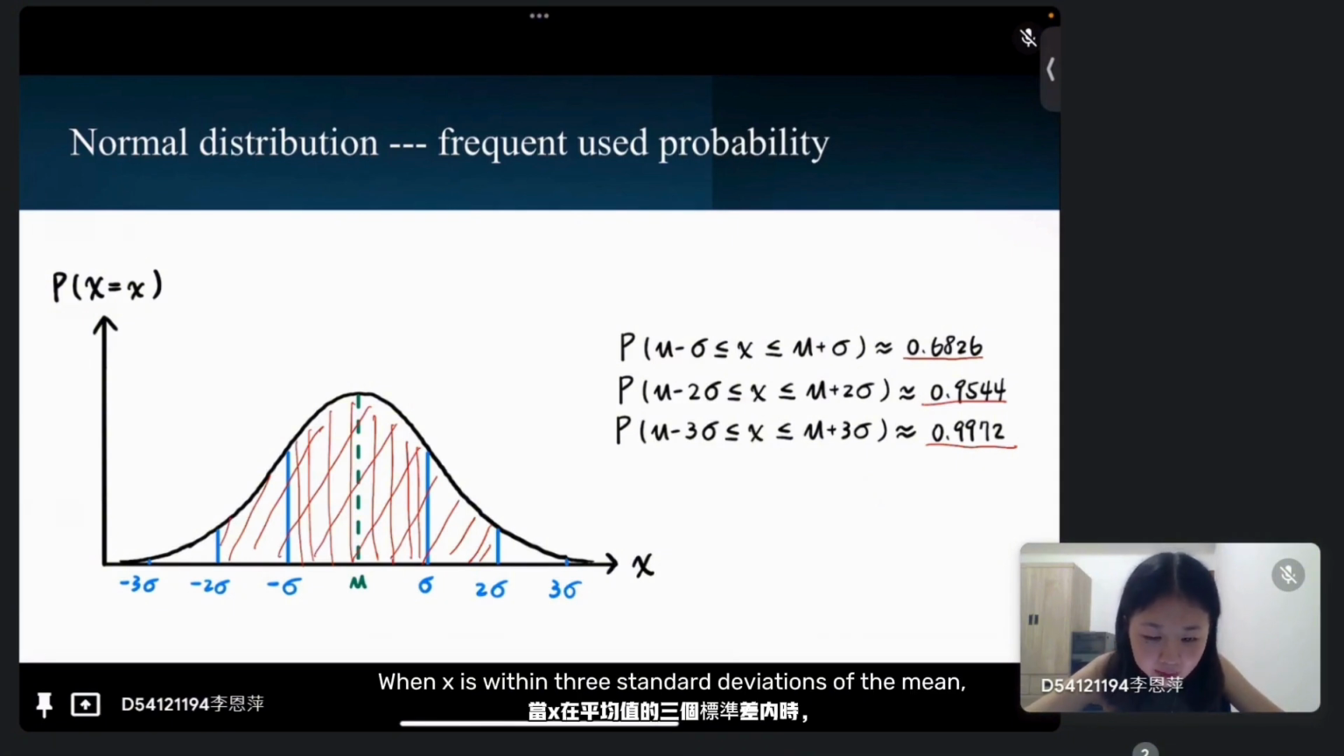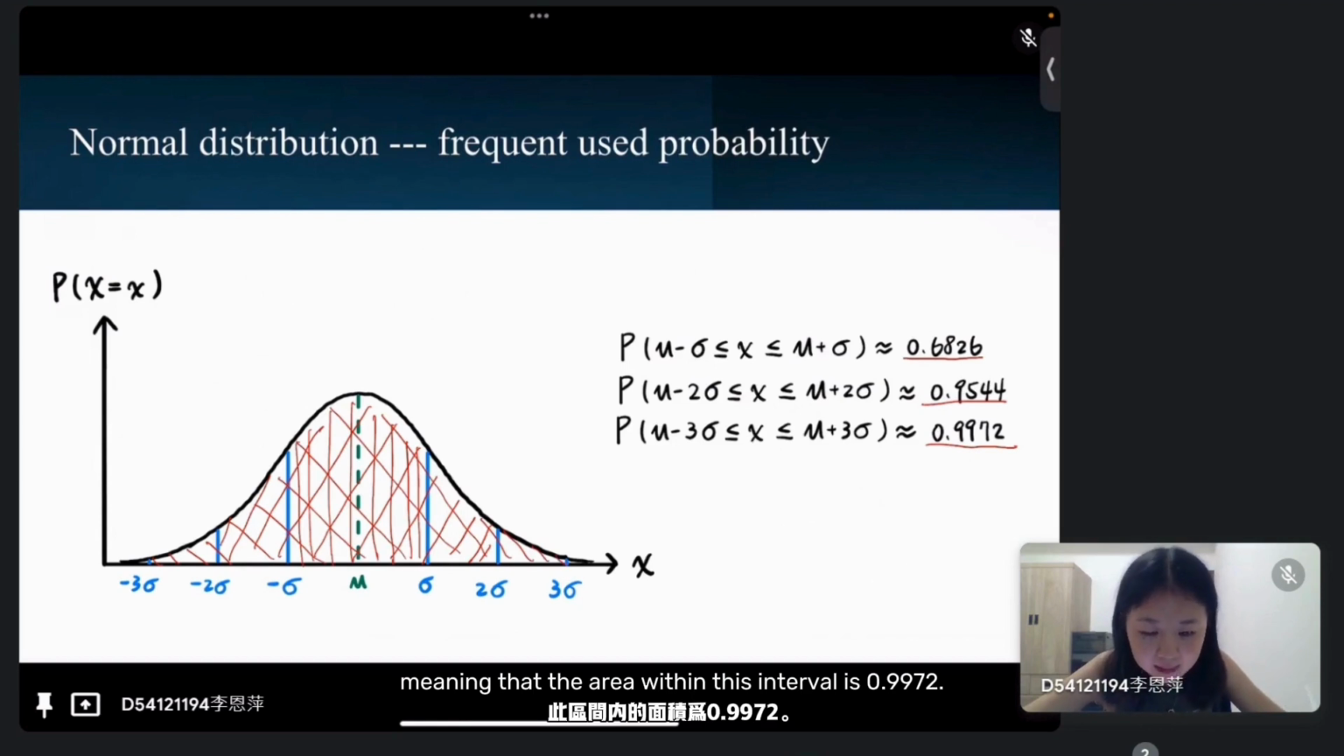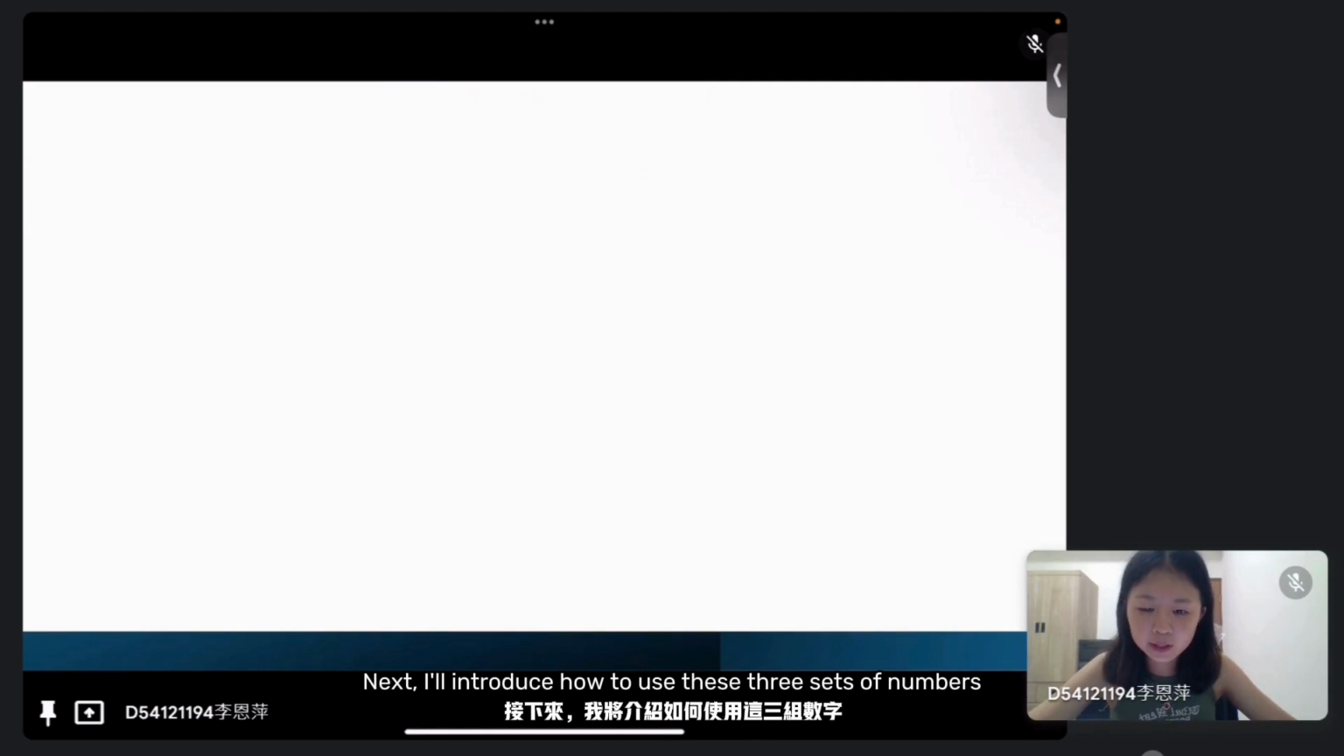When x is within 3 standard deviations of the mean, the probability is 0.9972, meaning that the area within this interval is 0.9972. These three numbers are very commonly used and important. In later examples, I will still write these numbers down, but I encourage you to memorize them if you have the time. Next, I'll introduce how to use these three sets of numbers with a case study.